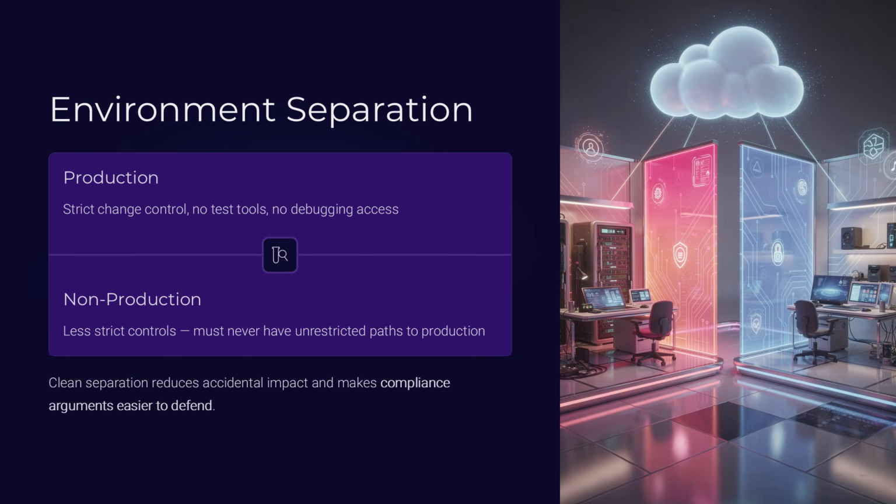With address planning in place, you now connect networking to governance by separating environments intentionally. Production and non-production should not share unrestricted network pathways because the risk profiles are different. Non-production environments often have less strict change control and may contain test tools and debugging access that should never touch production. Leaders care because environment mixing increases breach likelihood. Architects care because clean separation reduces accidental impact and makes compliance arguments much easier to defend.